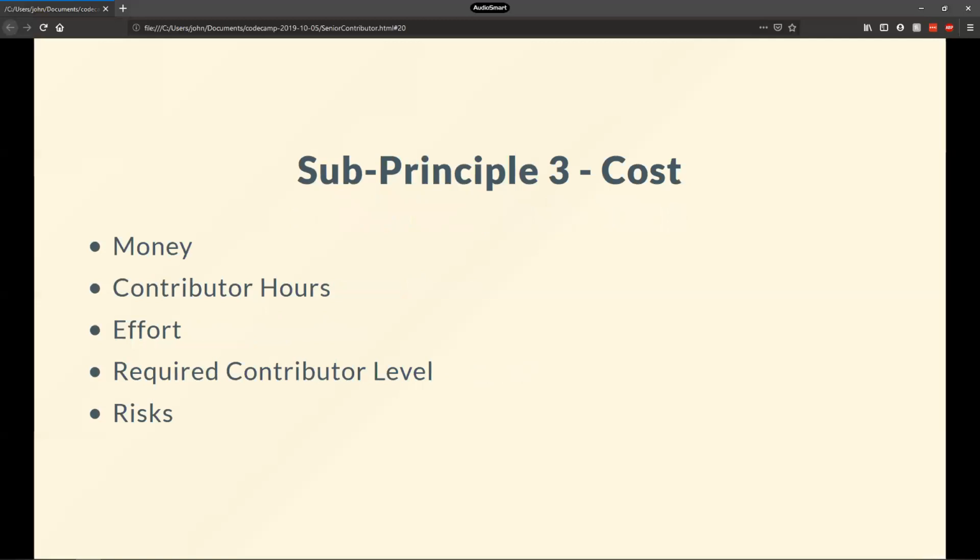So this one here is on cost. This would be the third point of the triangle. You have different mechanisms that can be used to track costs. You've got money, contributor hours and effort, and required contributor level.